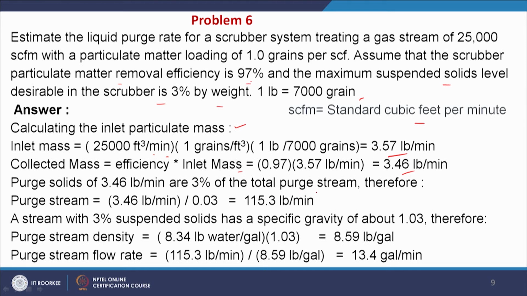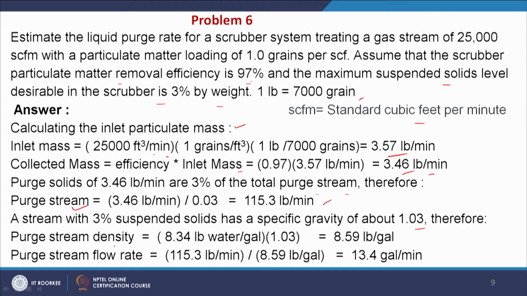3% of the total purge stream. It is given that the suspended solids level desirable in the scrubber is 3%. So, the purge solids of 3.46 pounds per minute which we are getting are 3% of the total purge stream. Therefore, the purge stream is equal to 3.46 divided by 0.03, that is equal to 115.3 pounds per minute, and a stream with 3% suspended solids has a specific gravity of about 1.03.